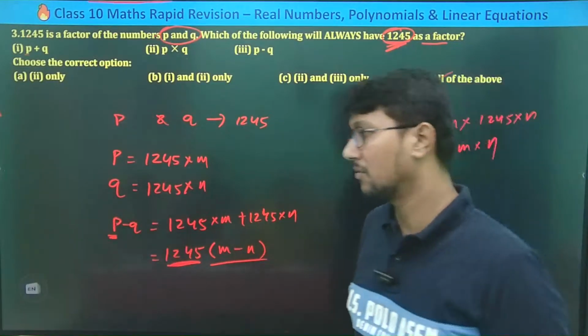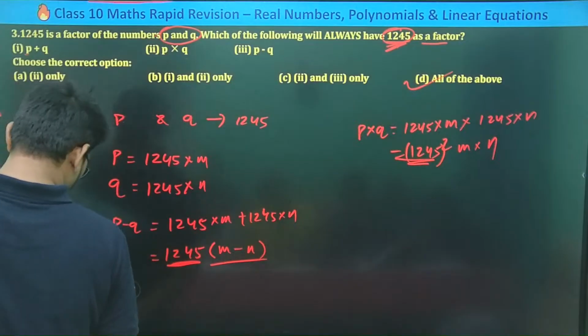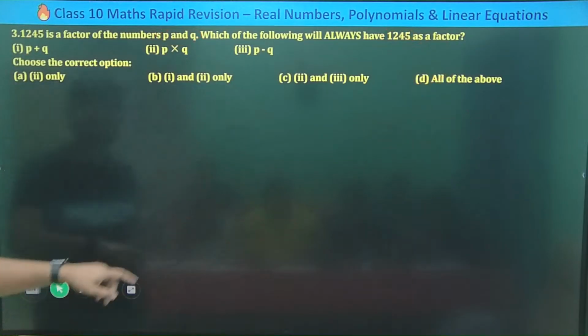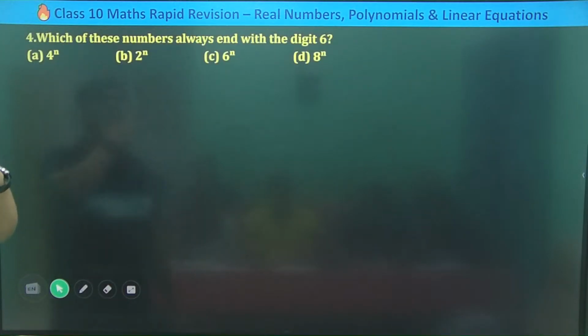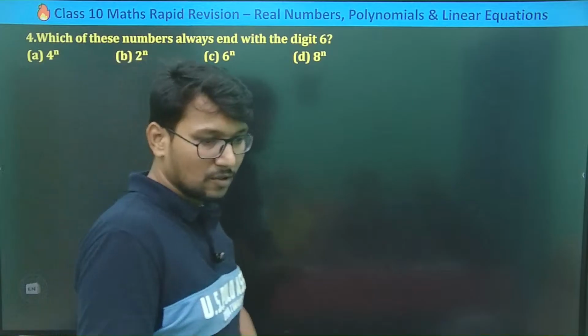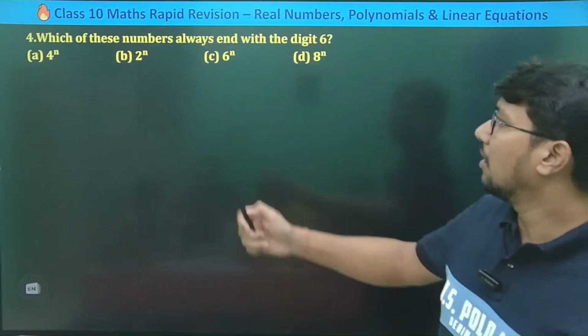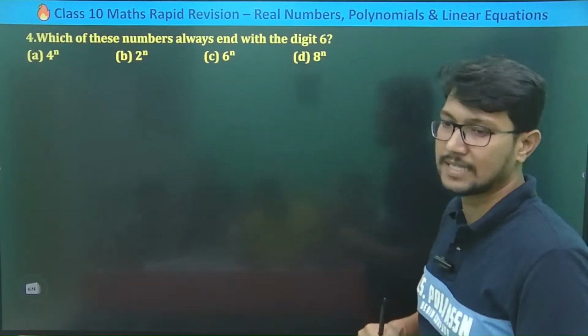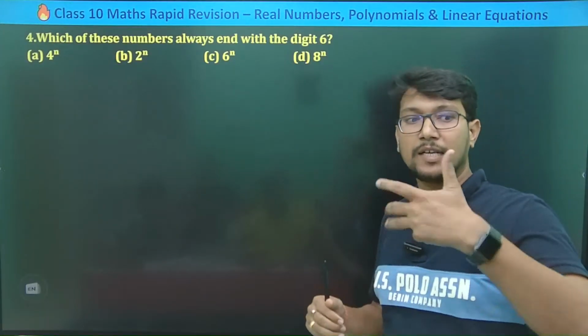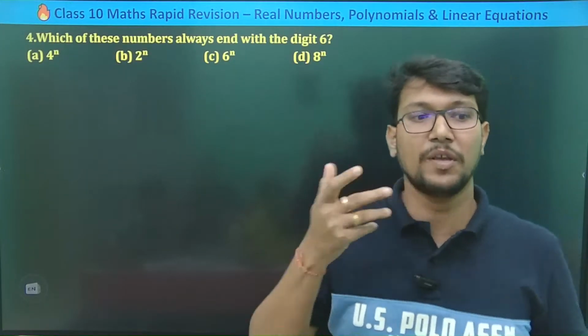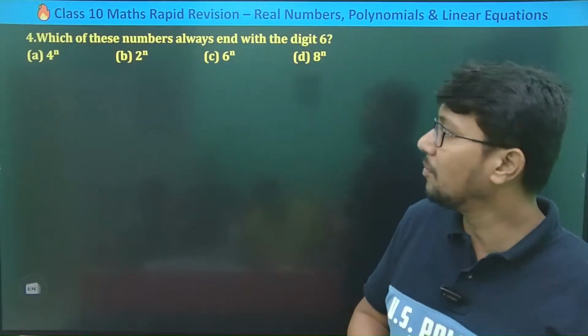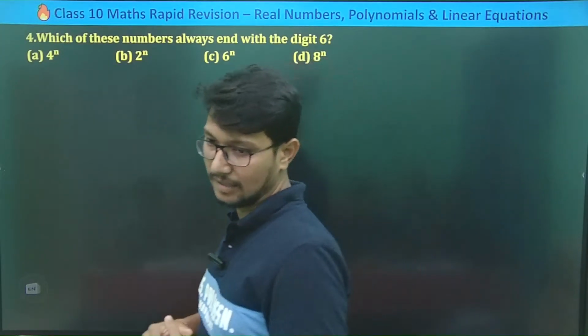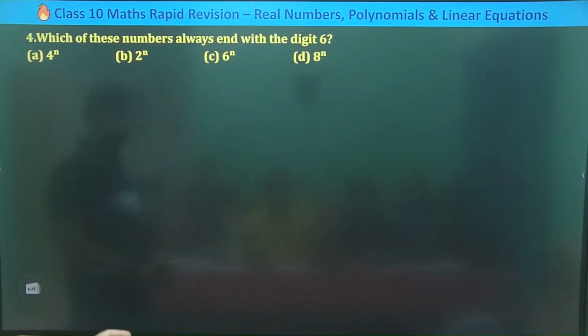Okay, over this. Next question: which of these numbers always ends with the digit 6? Which of these numbers always ends with the digit 6? Which one? How? Yeah, 2 into factor.